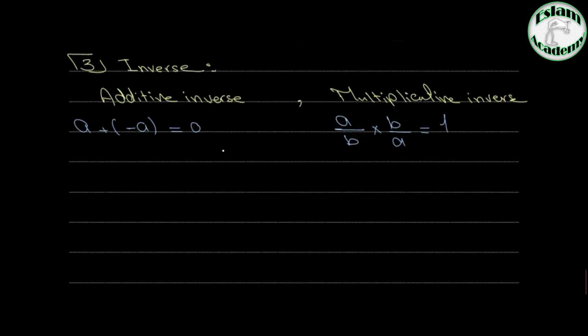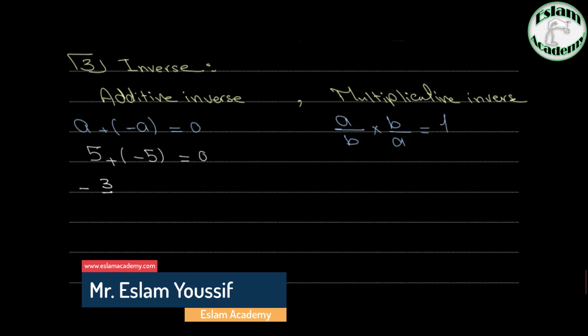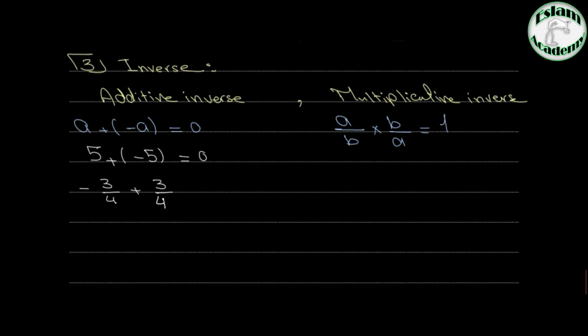The third one that we have is called the inverse. We have two types of the inverse, the additive inverse and the multiplicative inverse. The additive inverse: if we add any number to its inverse, you will find that the answer will be 0. For example, we can say that 5 plus its inverse, which is negative 5, the answer now will be equal to 0. Or we can say that negative 3 over 4, its inverse is 3 over 4, one of them positive and the second negative. So the answer now will be equal to 0.